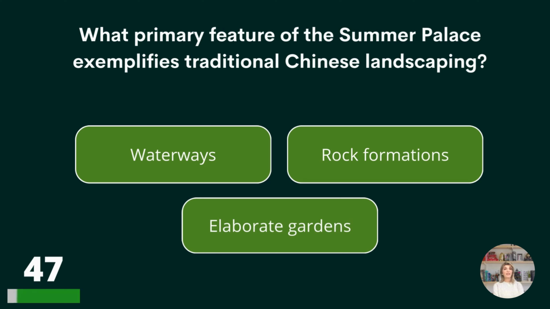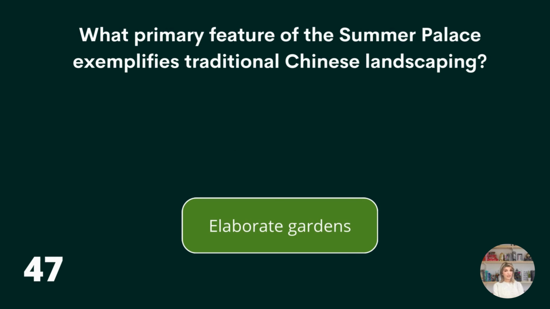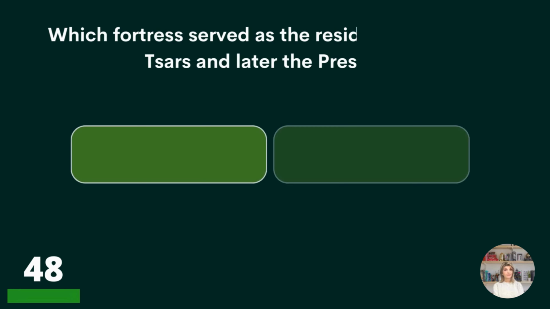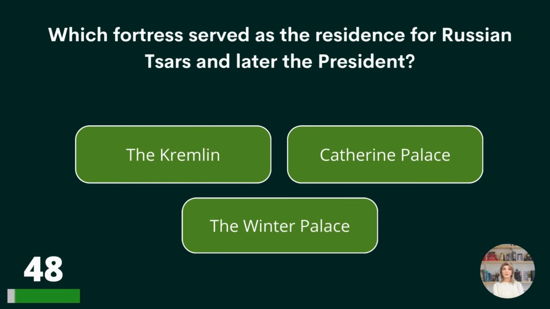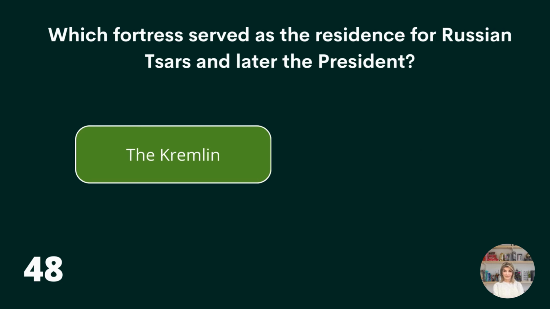What primary feature of the Summer Palace exemplifies traditional Chinese landscaping? Waterways, rock formations, or elaborate gardens? Elaborate gardens. Which fortress served as the residence for Russian czars and later the president? The Kremlin, Catherine Palace, or the Winter Palace? The Kremlin.